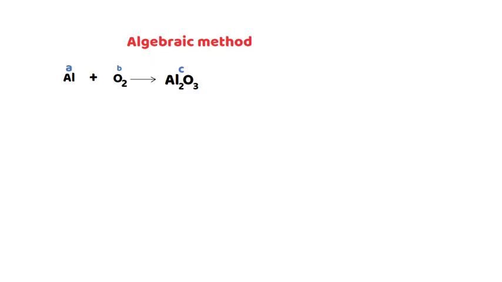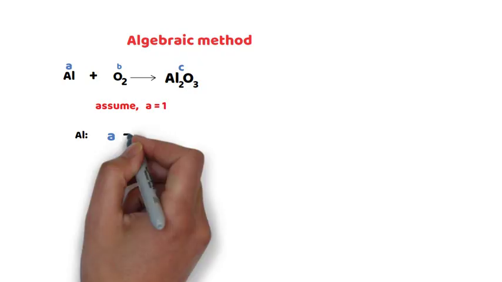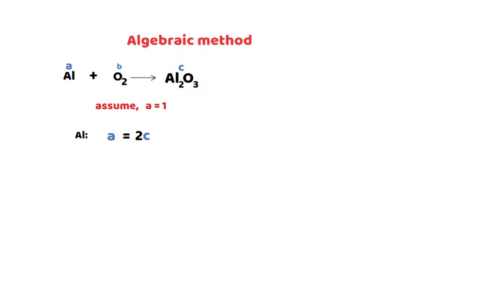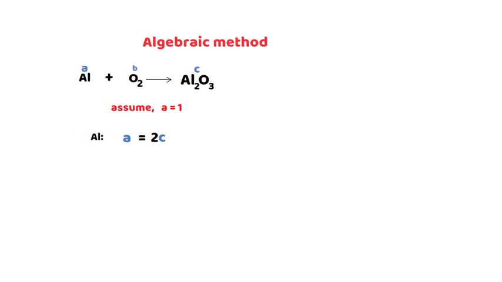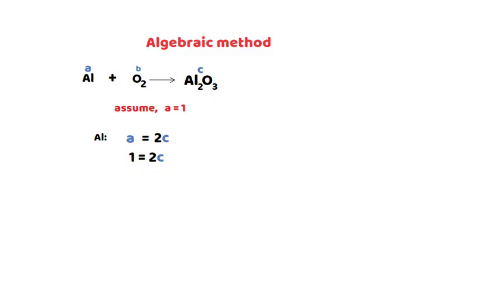Assume that A is equal to 1. Now let us consider aluminum on the reactant side. Aluminum on the reactant side is assigned by letter A. We have only 1 aluminum, therefore we have 1A on the reactant side. When we come to the product side, we have 2 aluminum, therefore we have 2C on the product side. But we know the value of A, which is 1. So 1 is equal to 2C. Let us multiply both sides by 1 over 2. Therefore, the value of C is equal to 1 over 2.